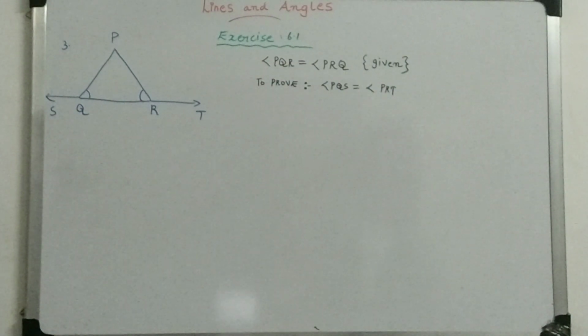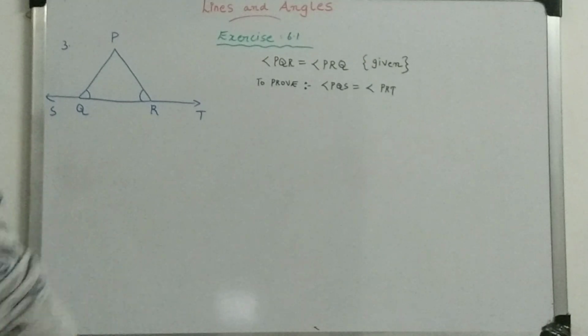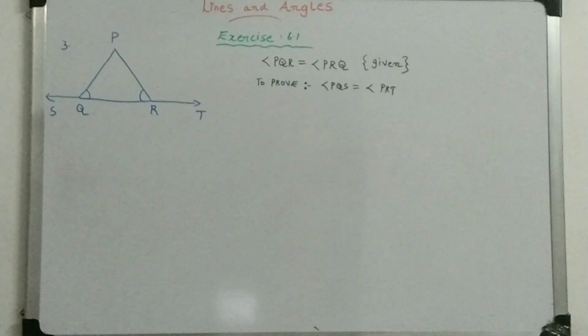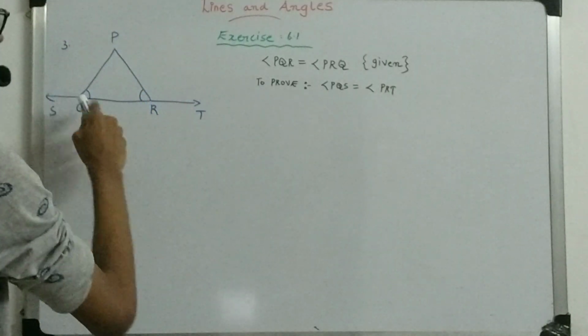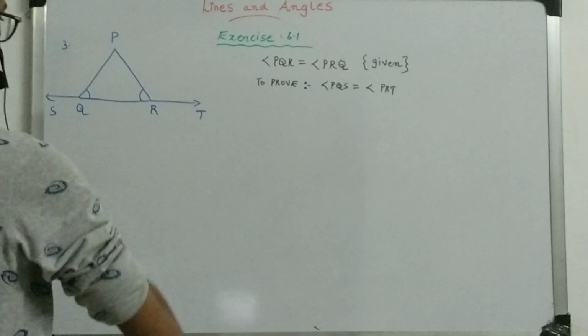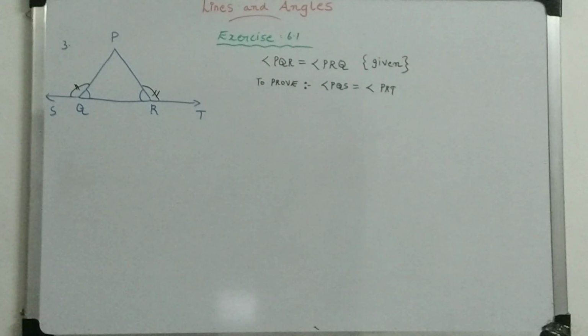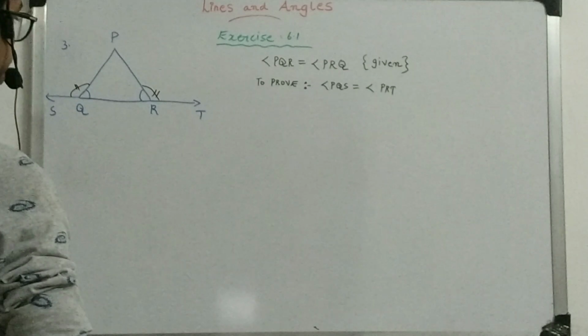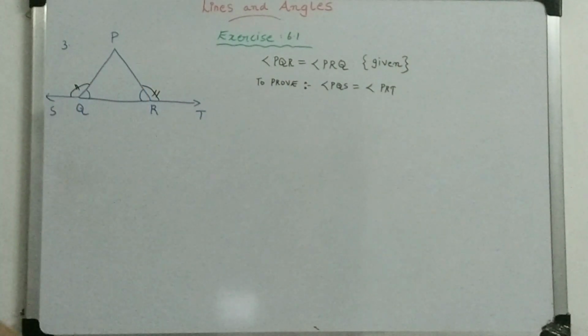Okay, so now let's move on to our question number 3. The question is: angle PQR is equal to angle PRQ as in the given figure. Then prove that angle PQS is equal to angle PRT. So we need to prove that angle PQS, this is angle PQS, is equal to angle PRT. In order to do this question, we can use a linear pair axiom. So if you see over here, PQ is a ray standing on the line ST.